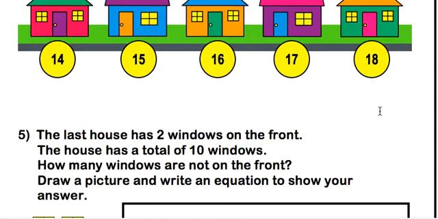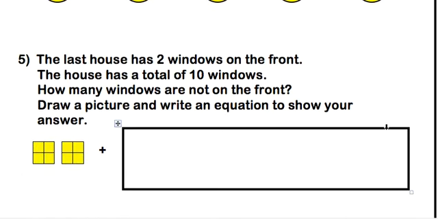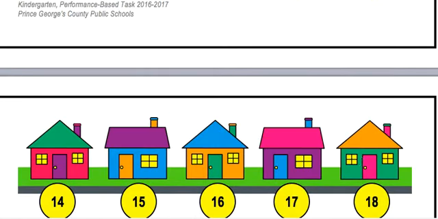Well, you know the house has 10 windows. How many windows can you see? And if you know how many windows you can see and you know how many are in total, then we should be able to find the missing number of windows. You're going to draw a picture of how many you think there are, and it even helped you here. These 2 blocks are the 2 windows that are right here in the last house. So that's why they have those 2 windows. I wanted to point that out to you.